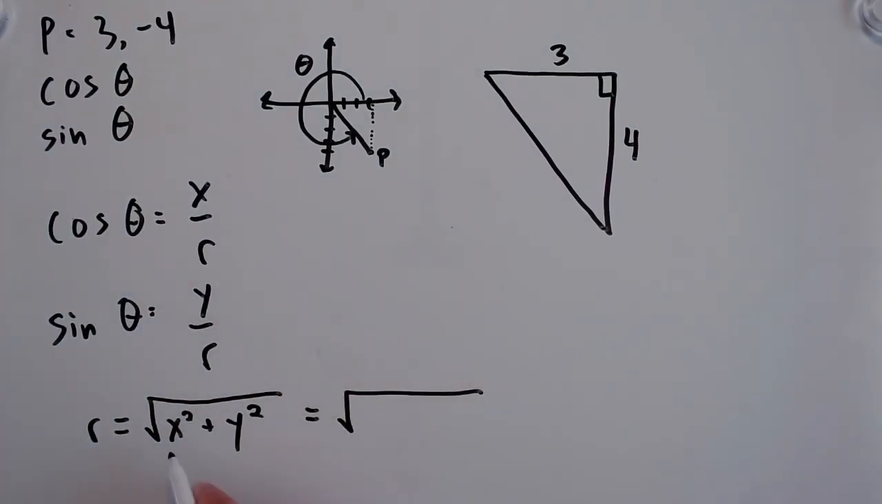It's the square root of x squared. X is 3, 3 squared. That's a 9.